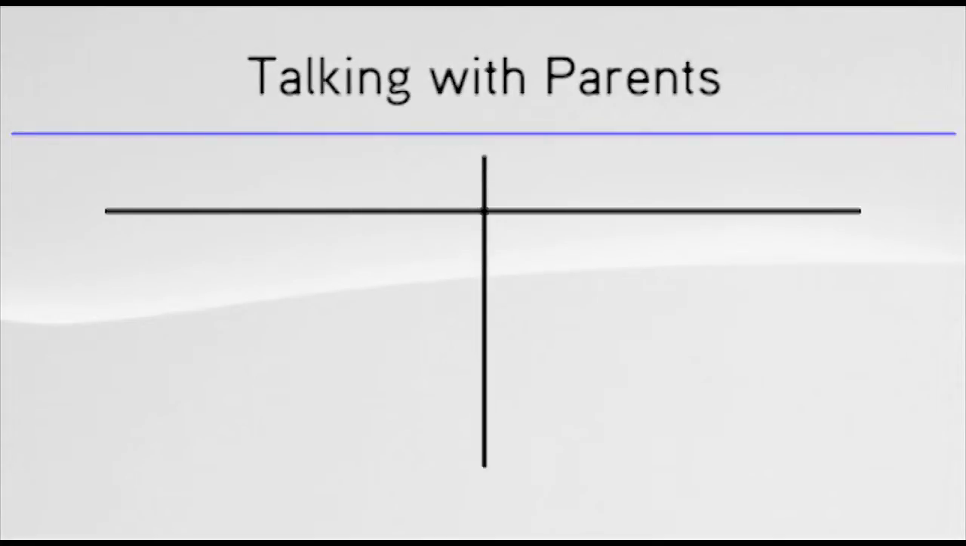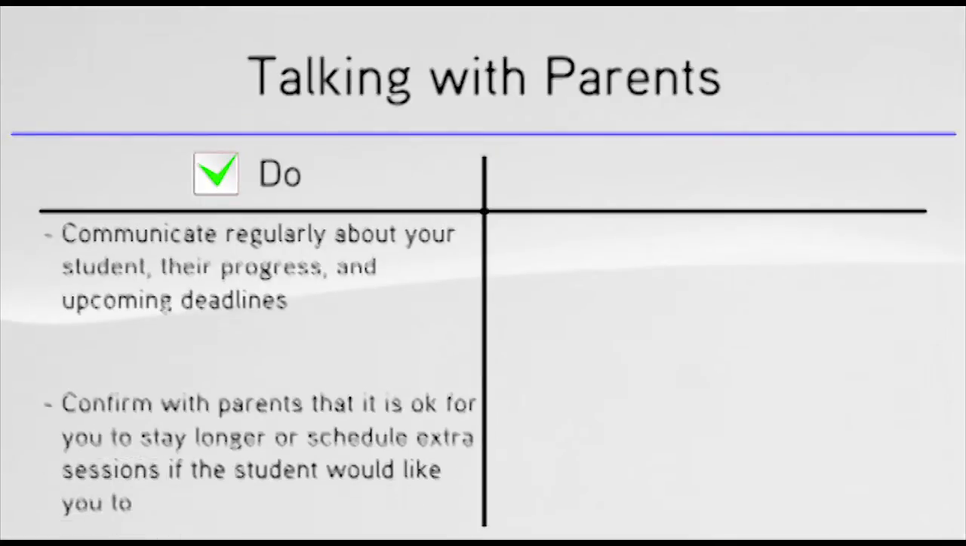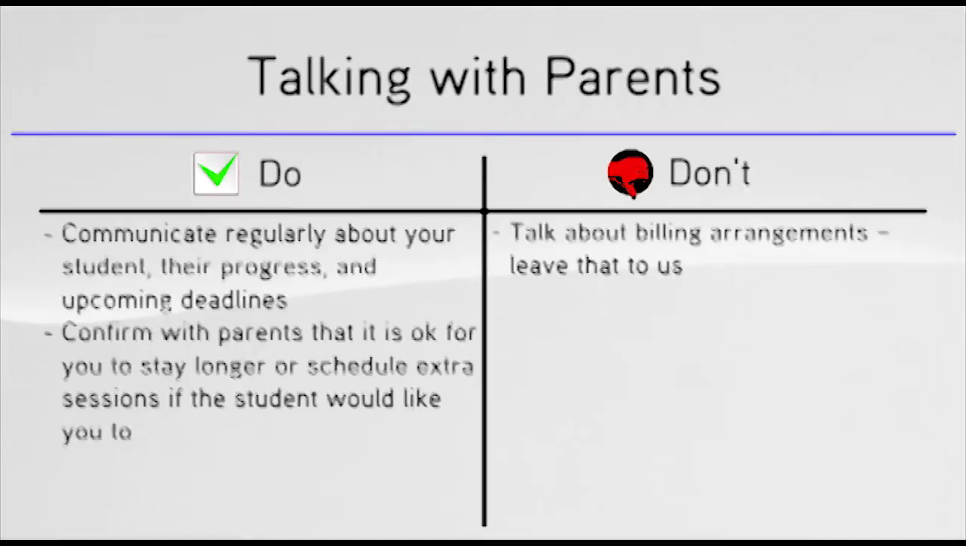Talking with parents. Please talk to parents as much as you'd like. Communicate regularly about your student, their progress, and upcoming deadlines. If you're scheduling lessons directly with the student, this may be the case with older independent students, be sure to send the parents an email to tell them about scheduled lessons, progress, and important events. Always confirm with parents that it's okay for you to stay longer or schedule extra sessions if the student would like you to. Please don't talk about billing arrangements, leave that to us.